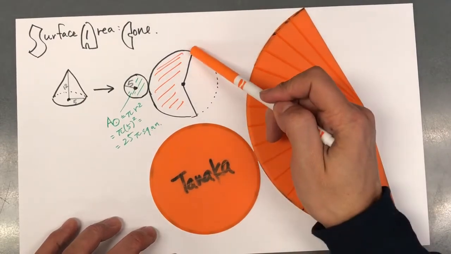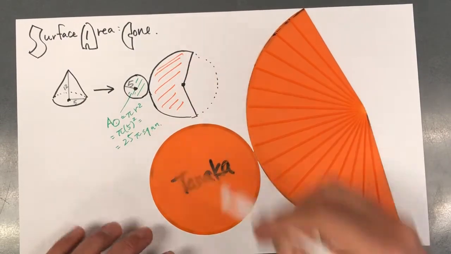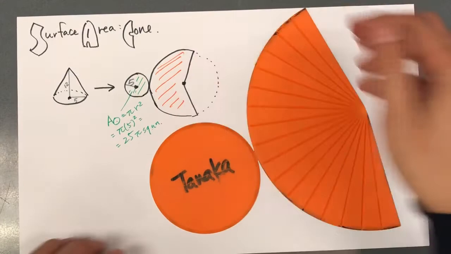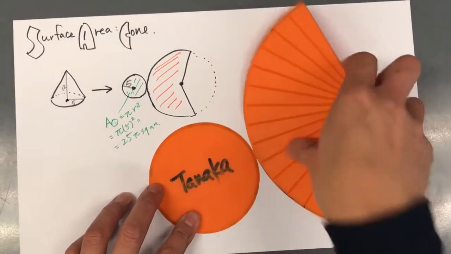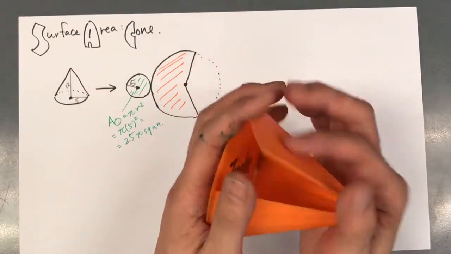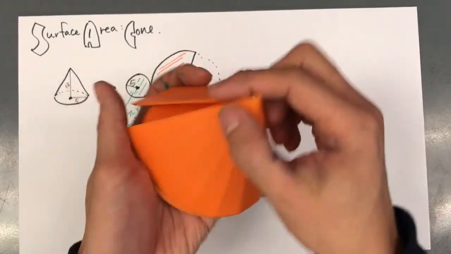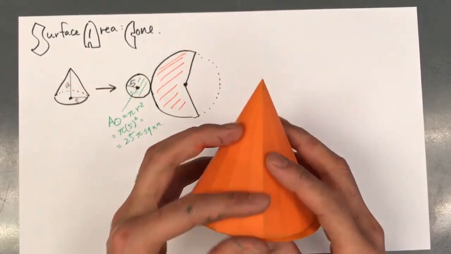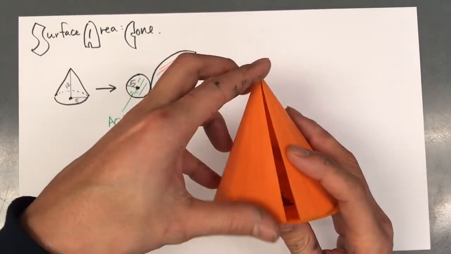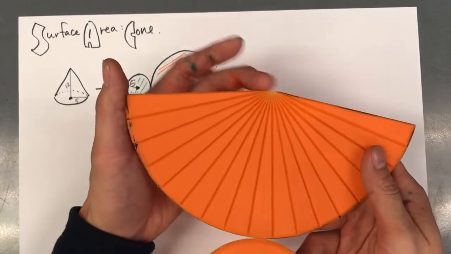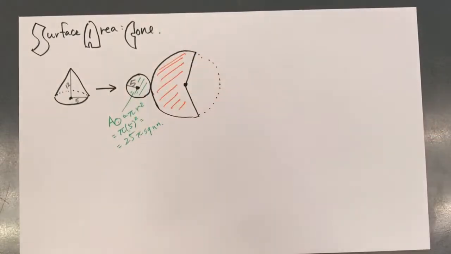But before that, we need to find the radius of this big circle, which is the slant height of this cone. Because the length from here to here is the same as the radius of this circle. So let's find out.